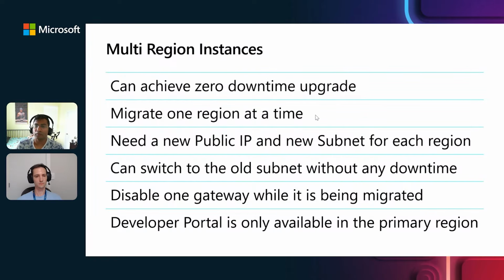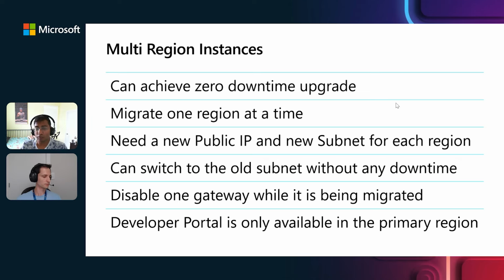We have talked about moving back to the older subnet just to avoid some network configurations to be done. But unfortunately, we have to take a downtime because the old subnet has to be vacated before moving the Stv2 gateway back to the older subnet. But we can avoid that downtime through multi-region instances. So if your API management instance is configured for multi-region, you can achieve zero downtime upgrade even if you are switching back to the older subnet.